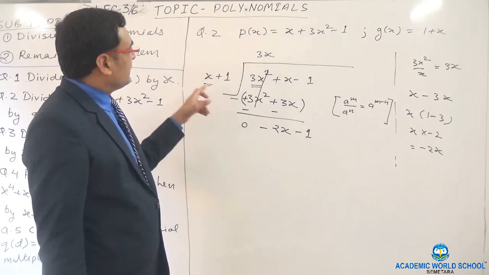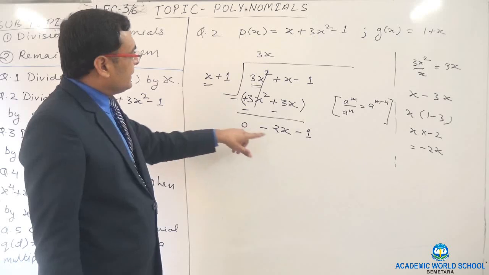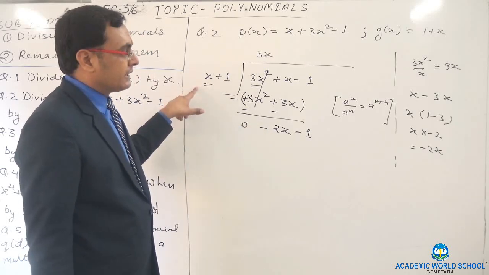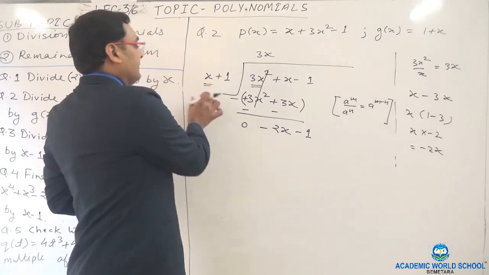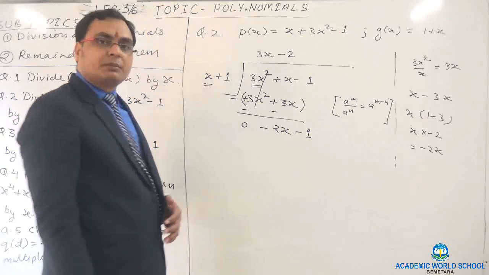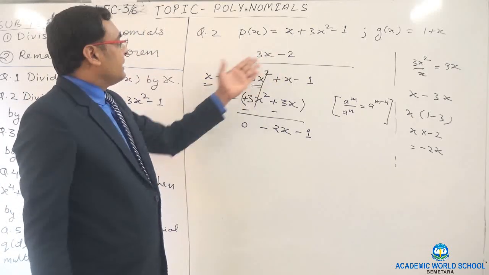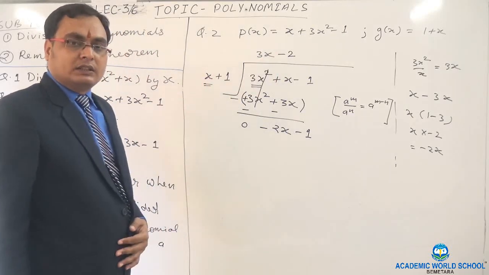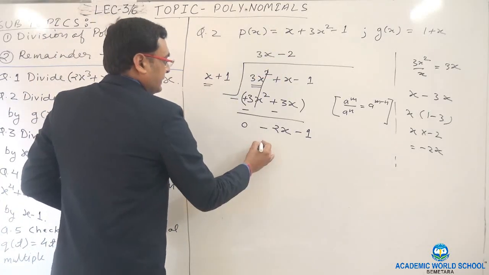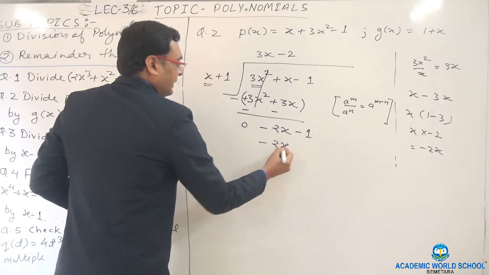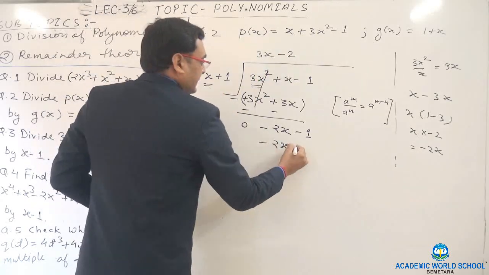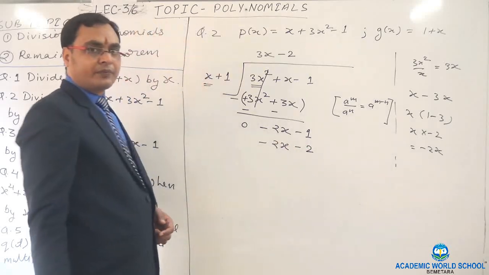Again, we will do the same process. Divide the first term here, minus 2x, by this first term x. So minus 2x divided by x, we will get minus 2 in our quotient part. Now we will multiply this minus 2 with our divisor. Minus 2 into x will be minus 2x. Further, minus 2 into plus 1 is minus 2.